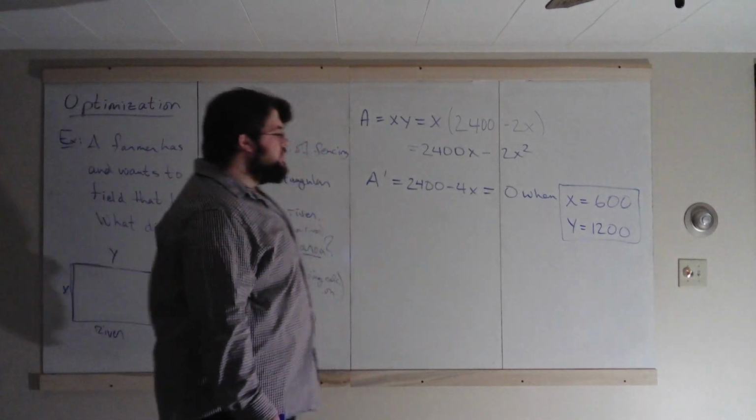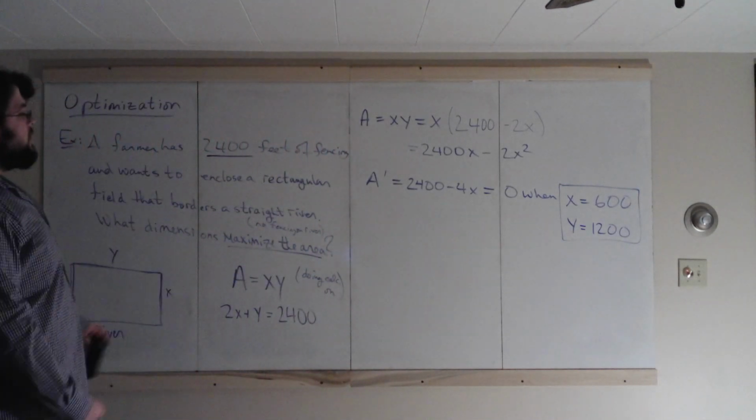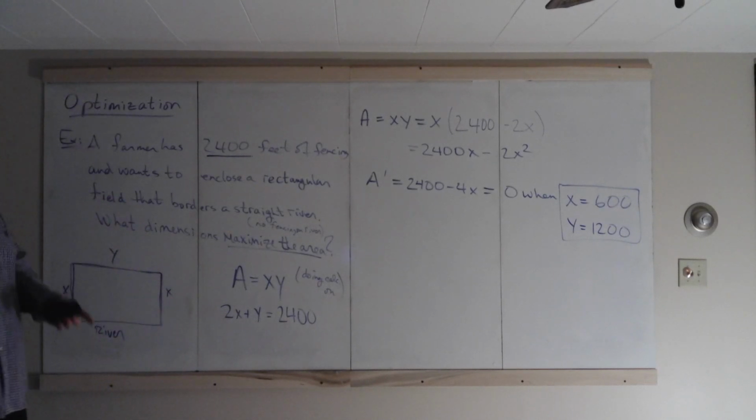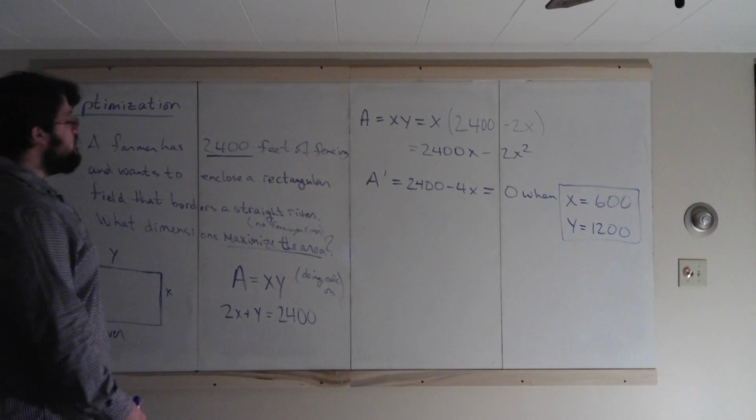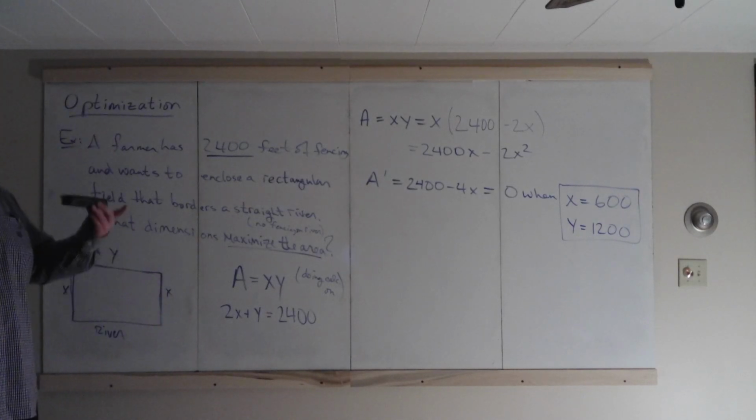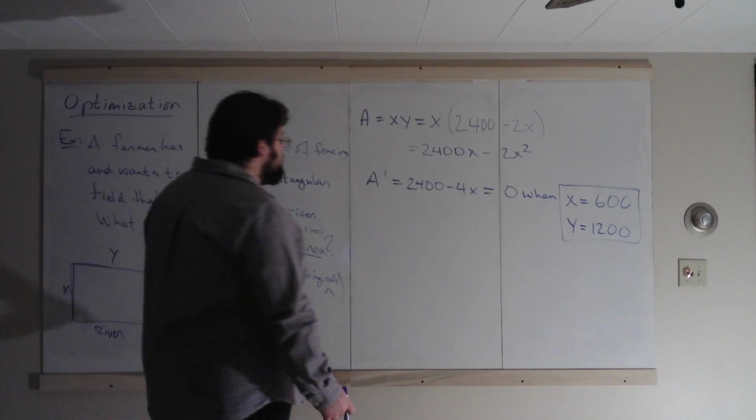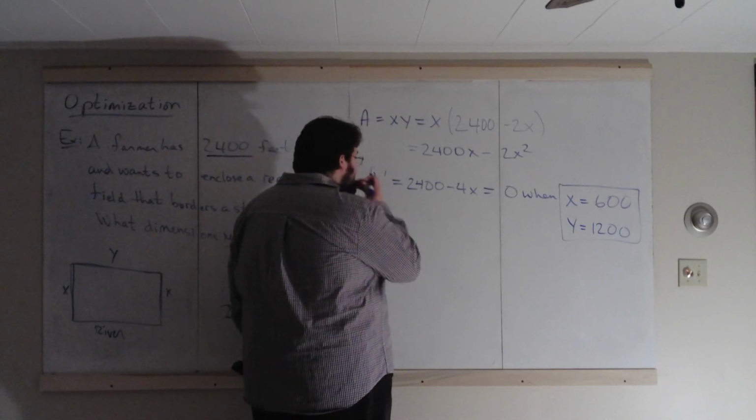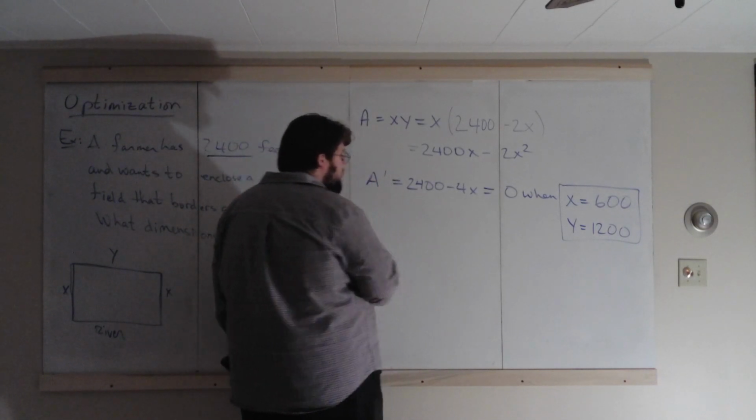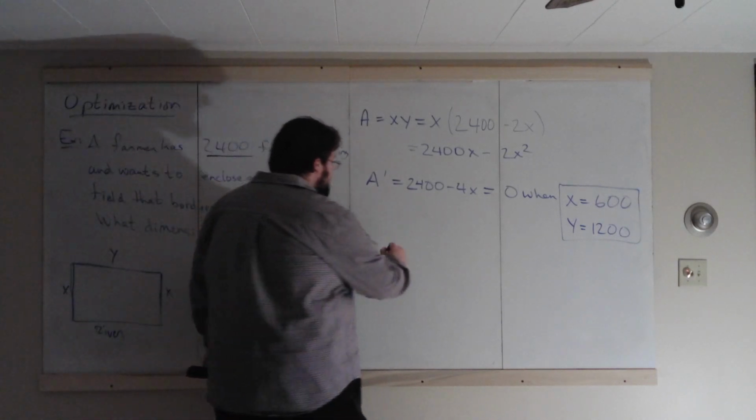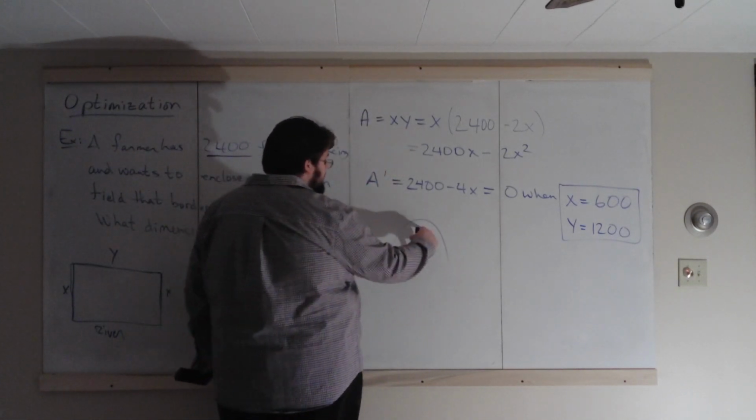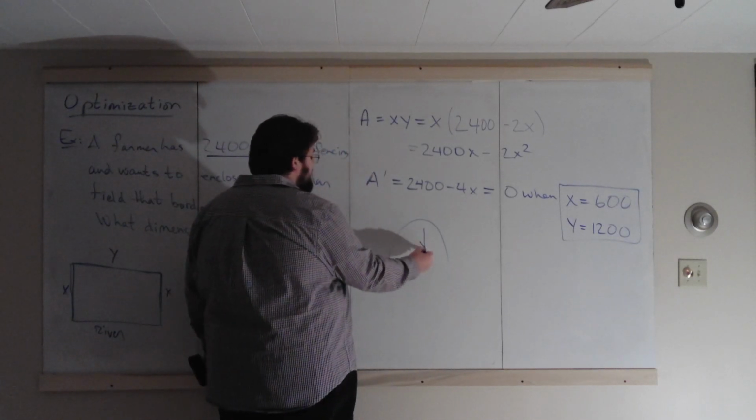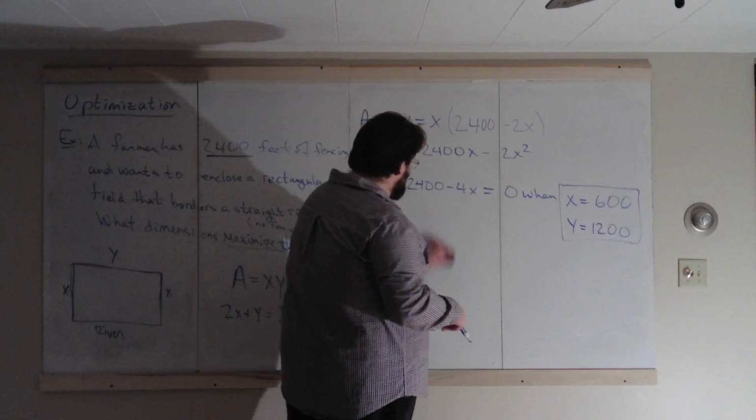So you might be tempted to stop right now. You found dimensions that'll maximize the area. But we haven't shown that this actually gives us a maximum. This could, for all we know, give a minimum. So we have to show that this gives a maximum. Well, there are two ways we could do it. We could show it gives a maximum by showing it's increasing and then decreasing around 600, or we could show it's concave down. Here, let's show it's concave down.